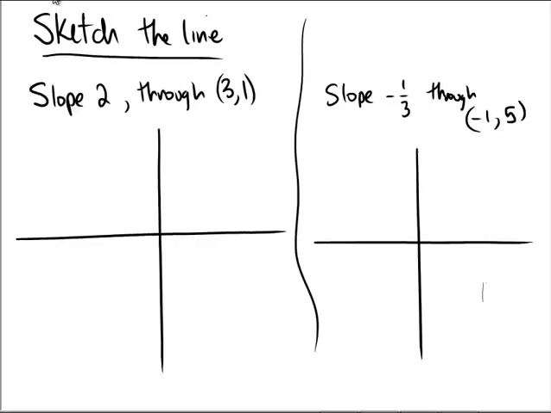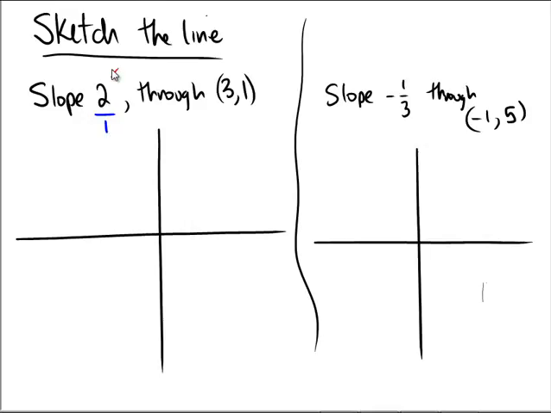Some rough sketches of some lines here. So, first example, we want a line that has a slope of 2 through the point 3, 1. I'm going to acknowledge that the slope of 2 means 2 over 1, because that over 1 will help me with my rise over run analogy.